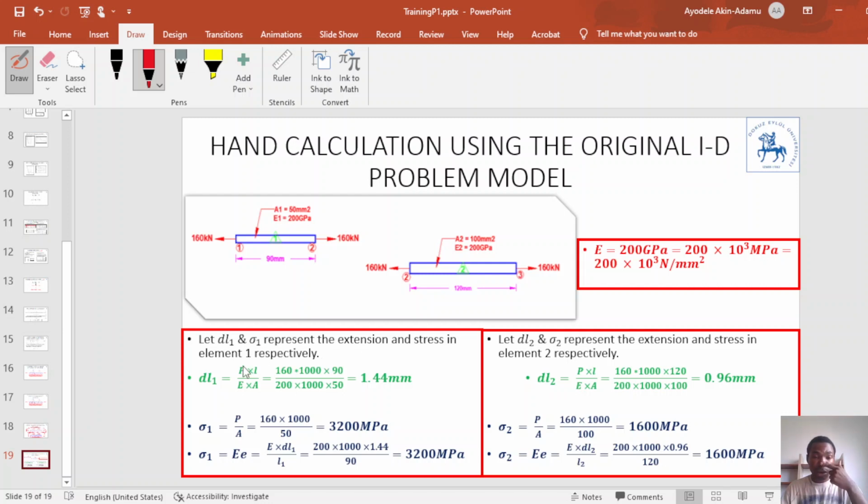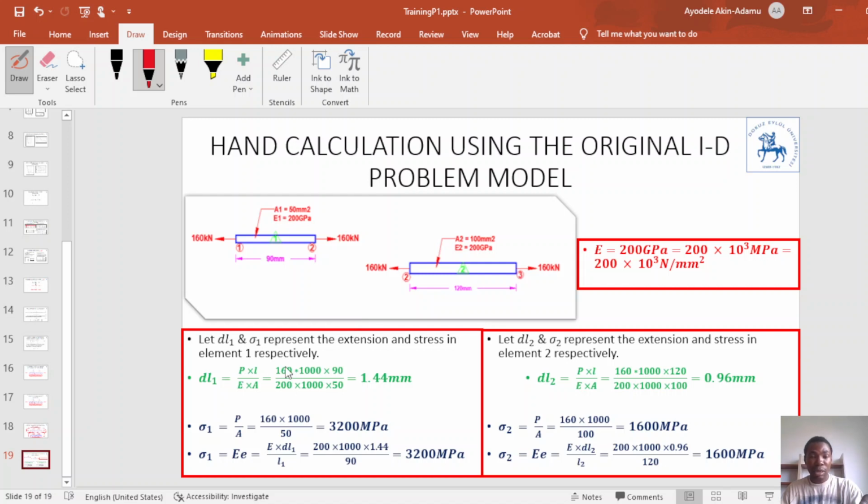And if we should do that, the extension in material 1 is given by the extension formula: P, the force, times the length, over Young modulus times the area. That is the formula using the stress-strain relationship. For material 1, the force P is 160 kilonewton. The unit I'm using for my calculation for the force is Newton, the dimension for length is millimeter, and the unit for area is millimeter square.